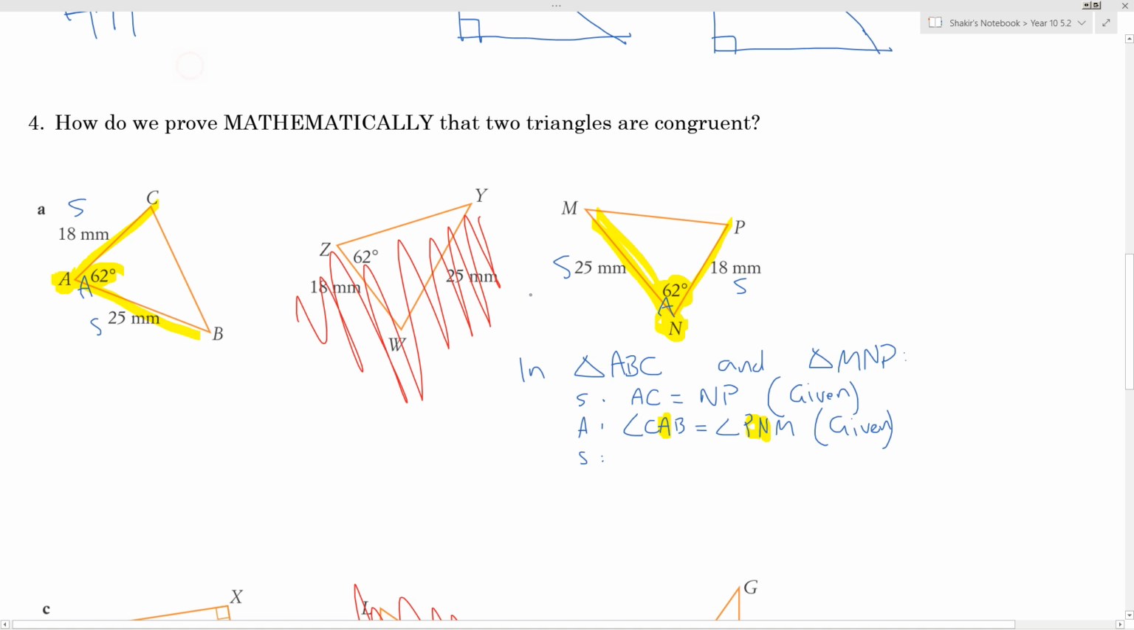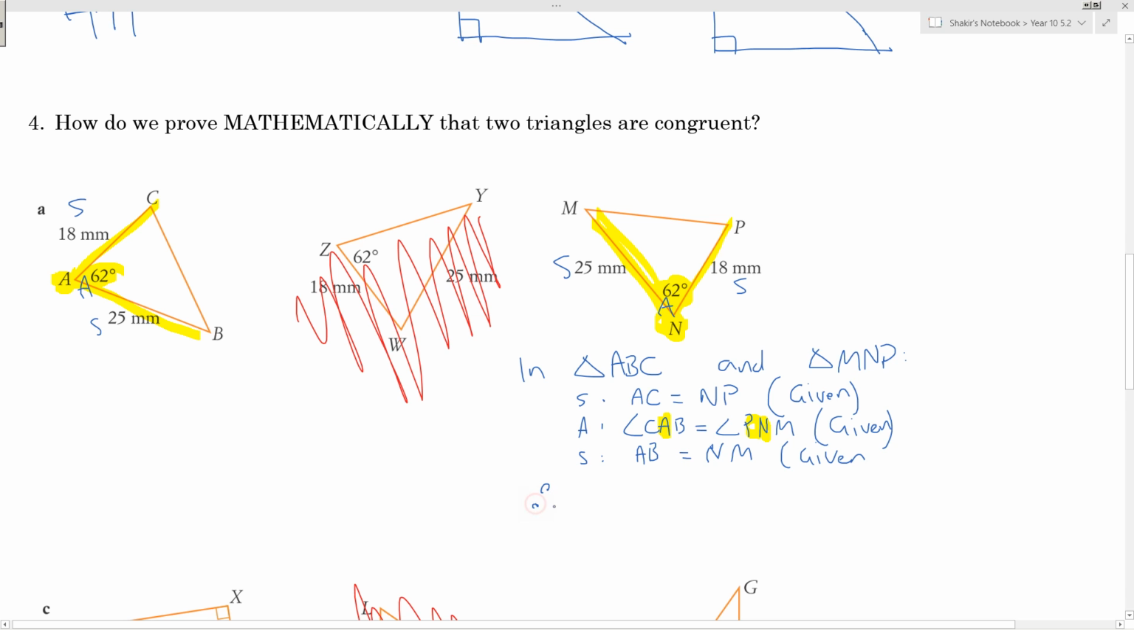Okay, anyway, moving on. And lastly, we need to have the final side, which is AB. So we write AB is equal to 25. And so we'll write NM here. NM. And again, it's been given to us. So that's 4 lines, 1, 2, 3, 4. And the 5th line is our conclusion.